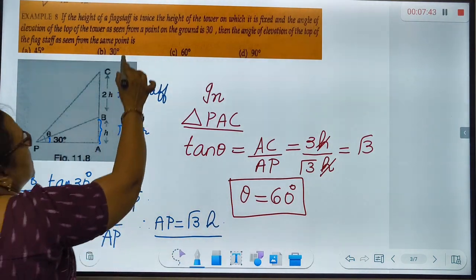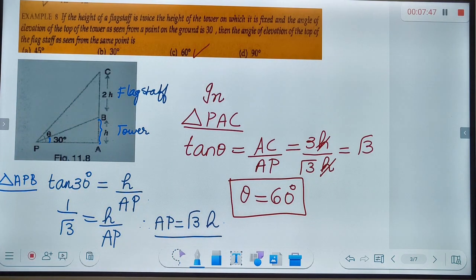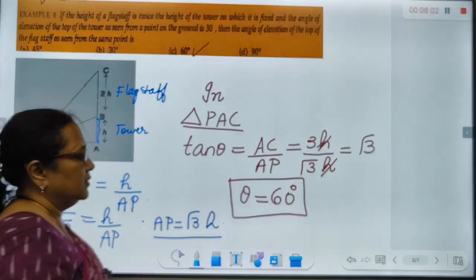Theta equal to 60 degrees, which is what you wanted to find. So the answer is 60 degrees. Are you able to follow? So once you are able to capture the given information visually in the form of a picture correctly, then solving the problem becomes very simple.